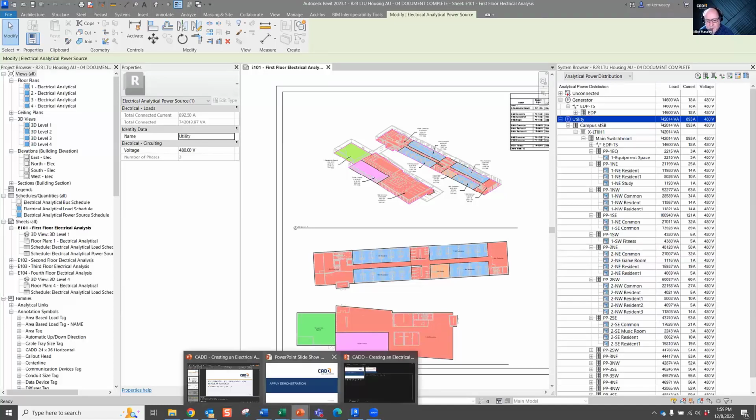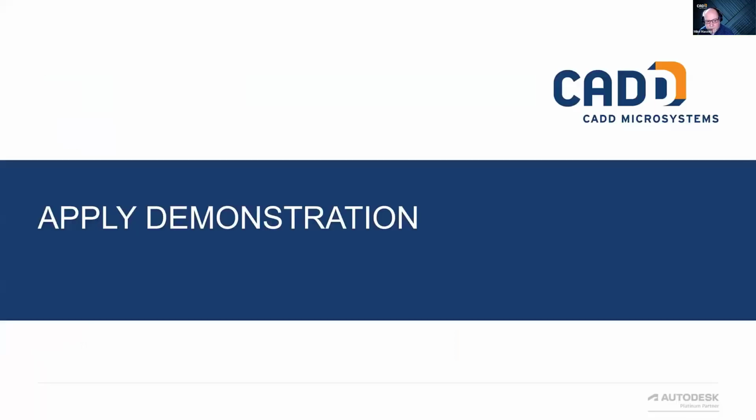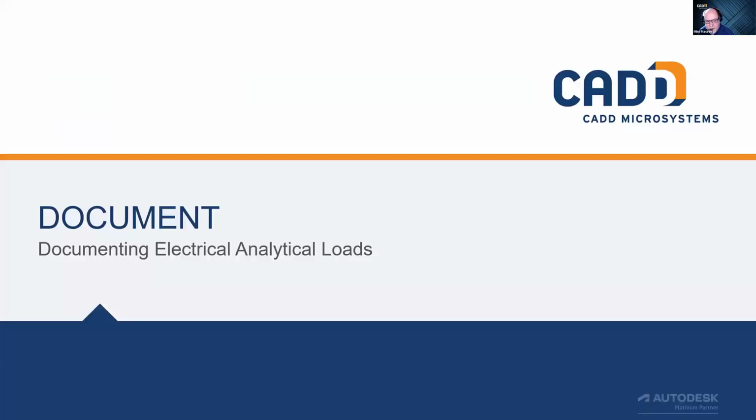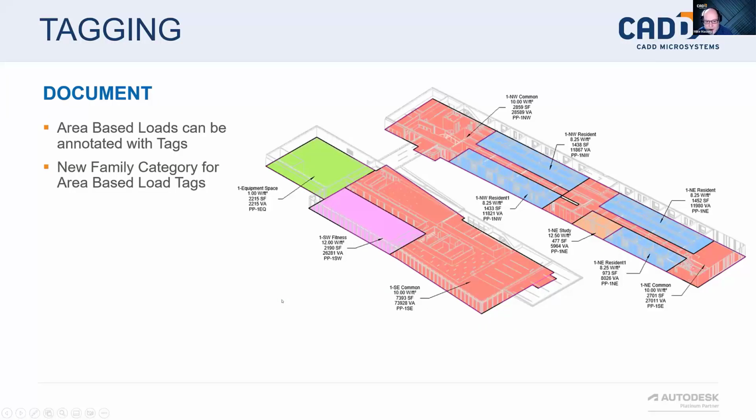All right, let me jump back to my PowerPoint real quick. And then the last step I've got in here is I want to talk about how we can document these loads. We can tag the area-based loads in our plan, something similar to what we have on the screen here. There is a new category inside of Revit for these tags. It is an area-based load tag.